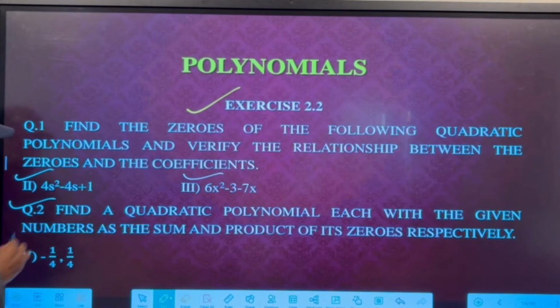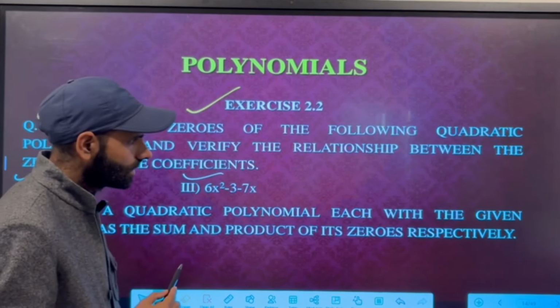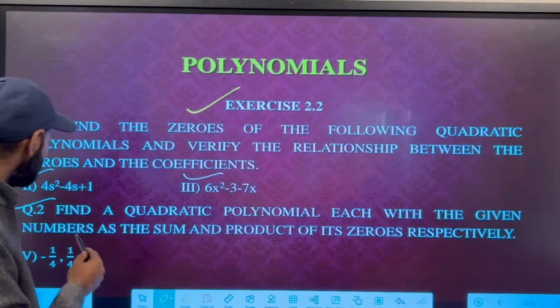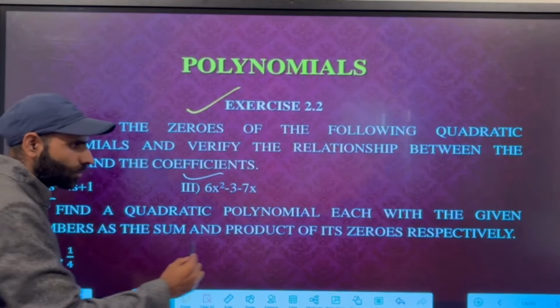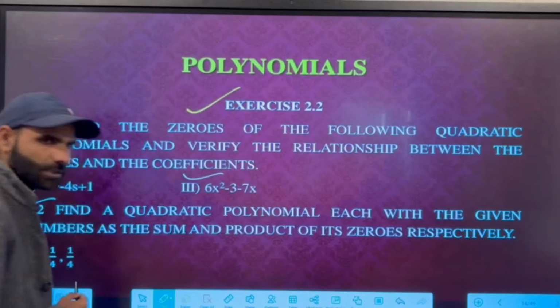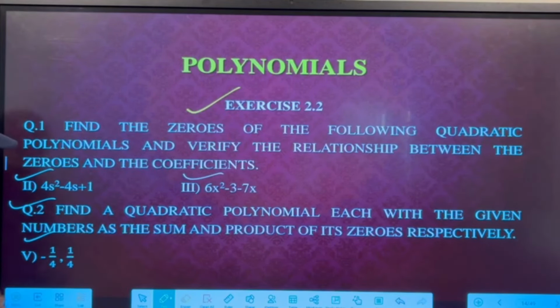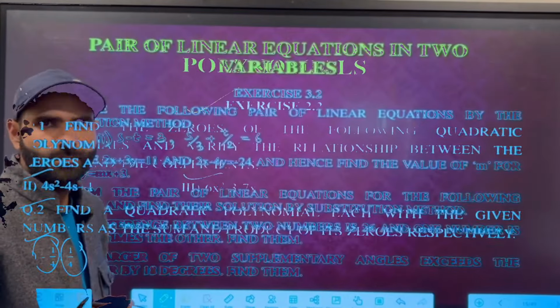Another question is from the same exercise. Find a quadratic polynomial each with the given numbers as the sum and product of zeros respectively. Fifth part is minus 1 by 4 and 1 by 4. Minus 1 by 4 is the sum of zeros and 1 by 4 is the product of zeros. You have to make the quadratic polynomial. This is from polynomials.